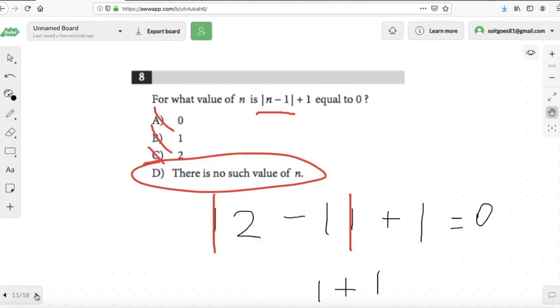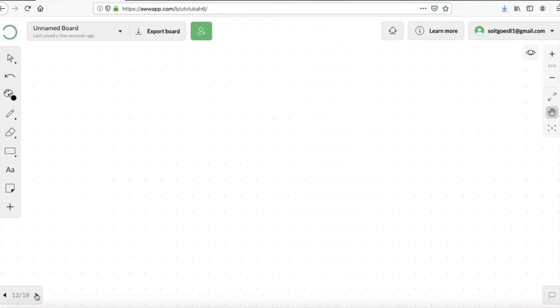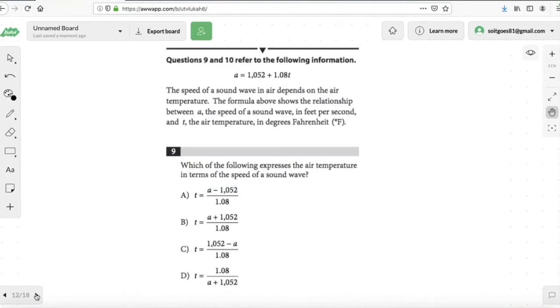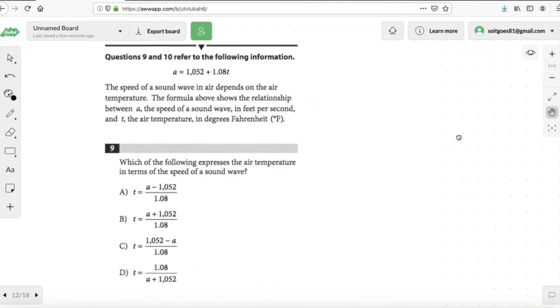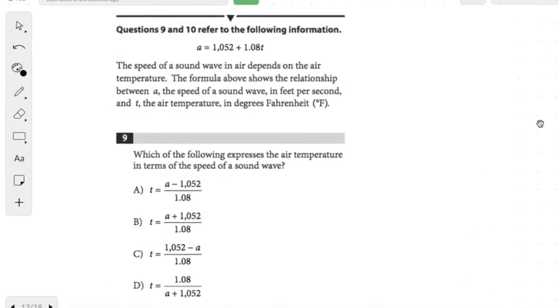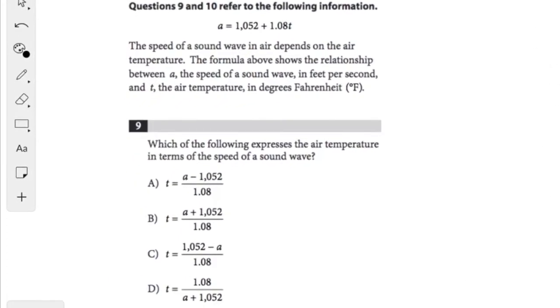But this is still from the same practice test. That's section 4. Questions 9 and then 10. Well, I'll add 10 here in a minute. Go ahead and read for us, please. Juliana, read the introduction to 9 and 10, and then we'll solve this.